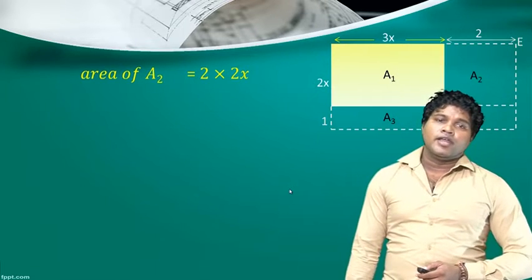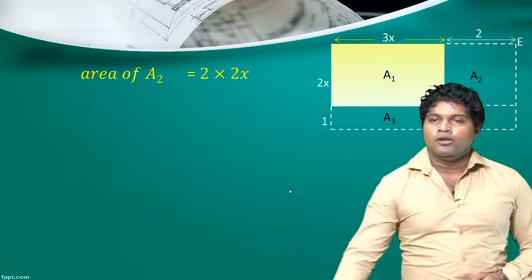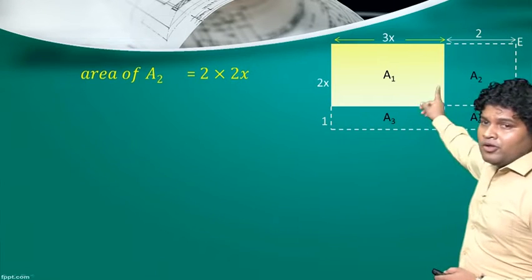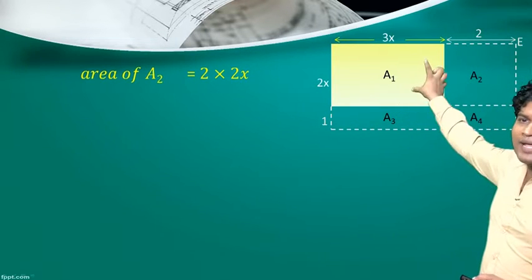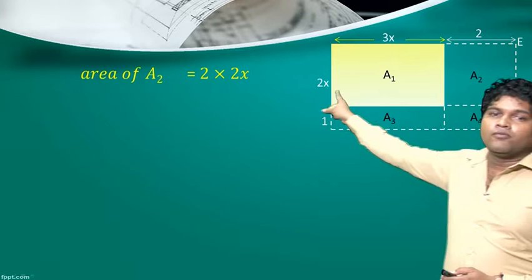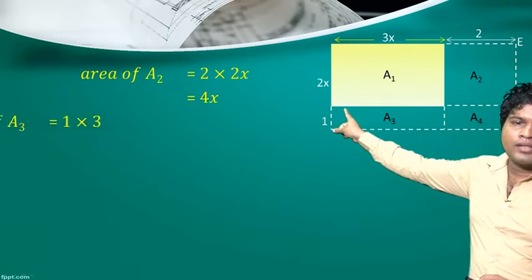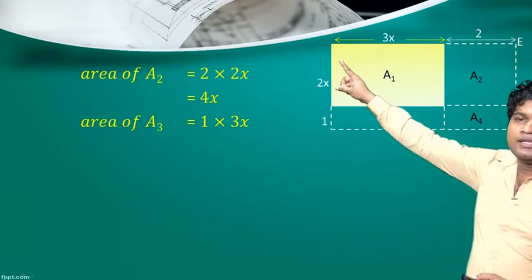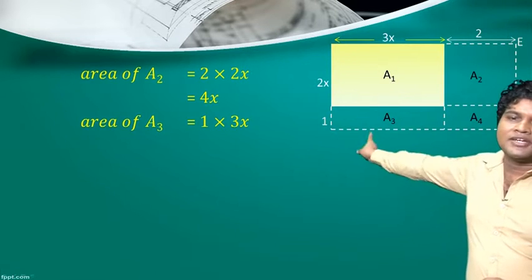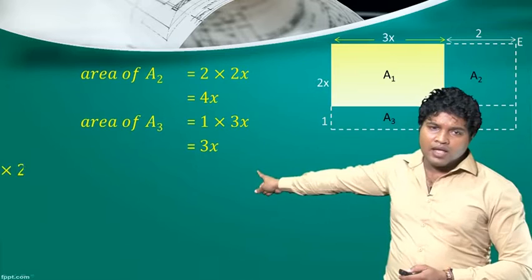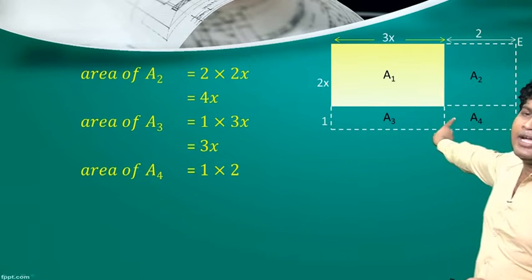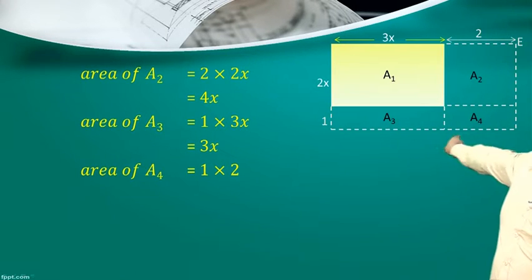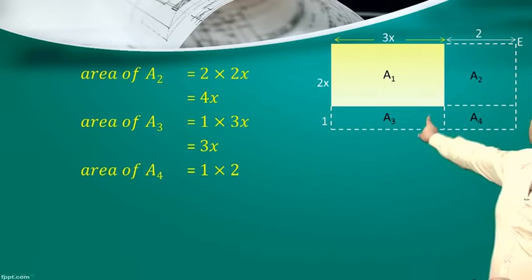Area number 2, you know, area of A2. You look at the diagram. A2, you can see, I will show you A2. That is 2 times 2x because the breadth is 2x. 2x into 2, you know, 4x. And area number 3, the breadth is 1 and length is 3x. 1 times 3x is 3x. And the area of the 4th region is 1 into 2, because breadth is 1 and length is 2. Along this line you can see this length is 2. Then 2 into 1 is 2.